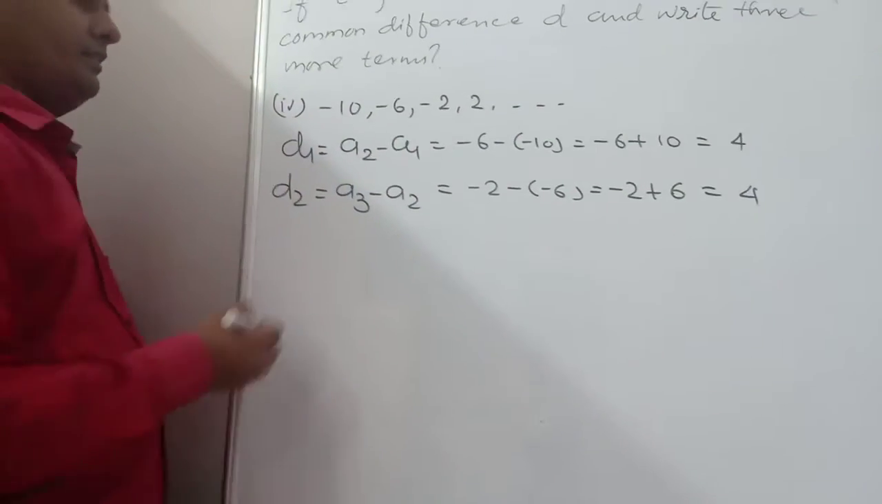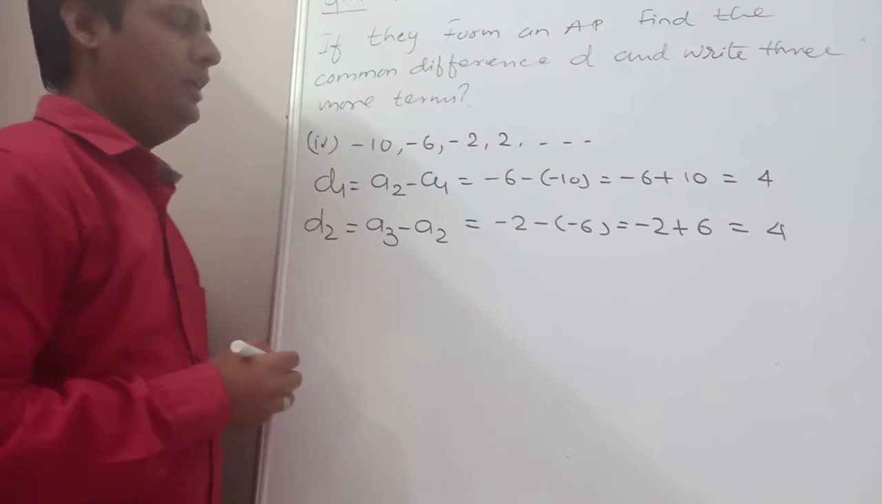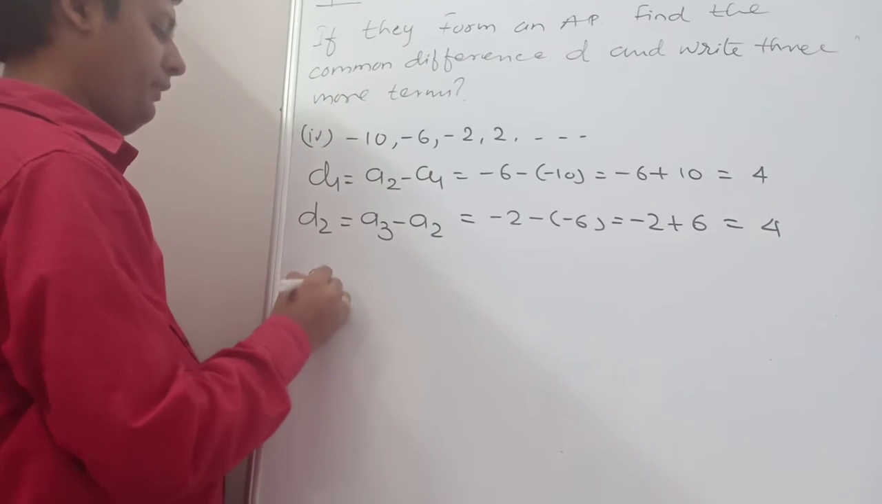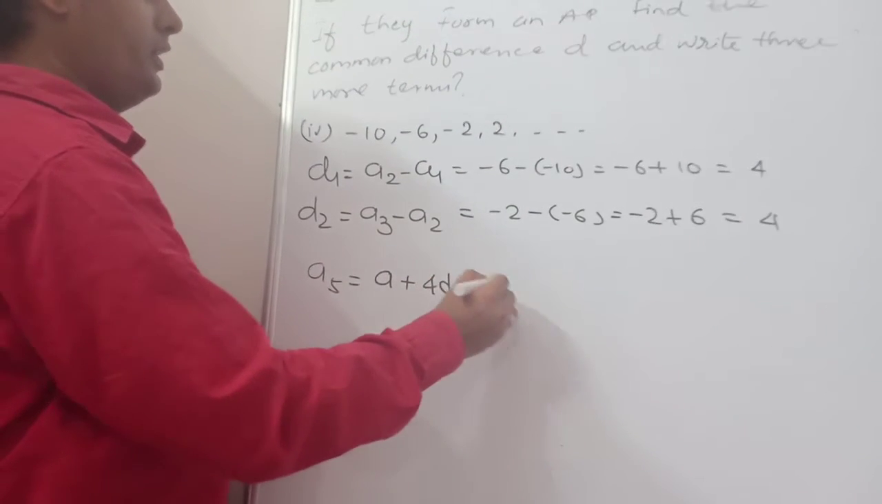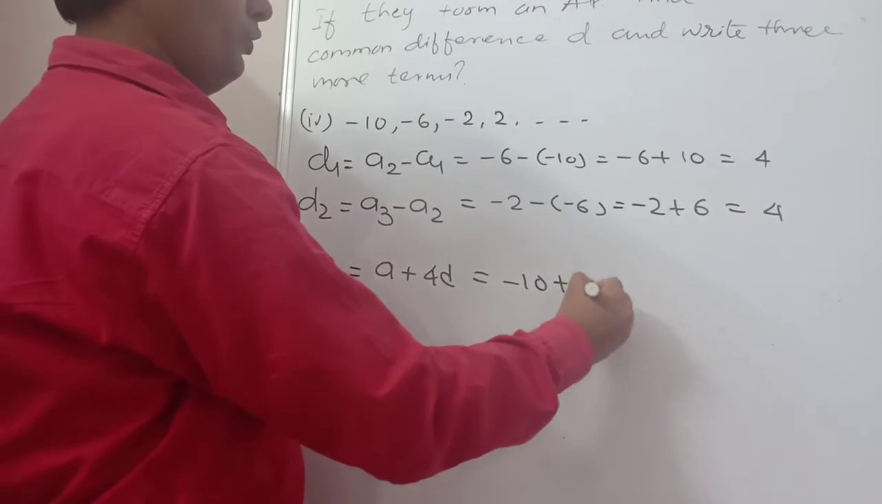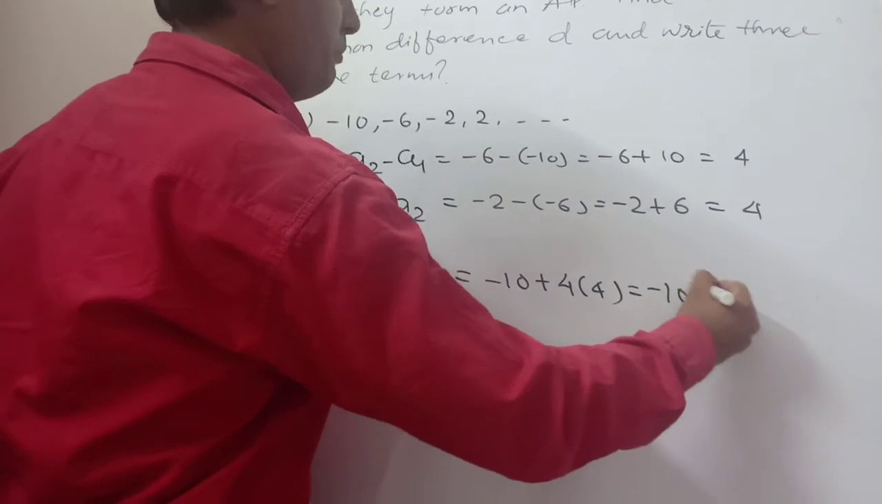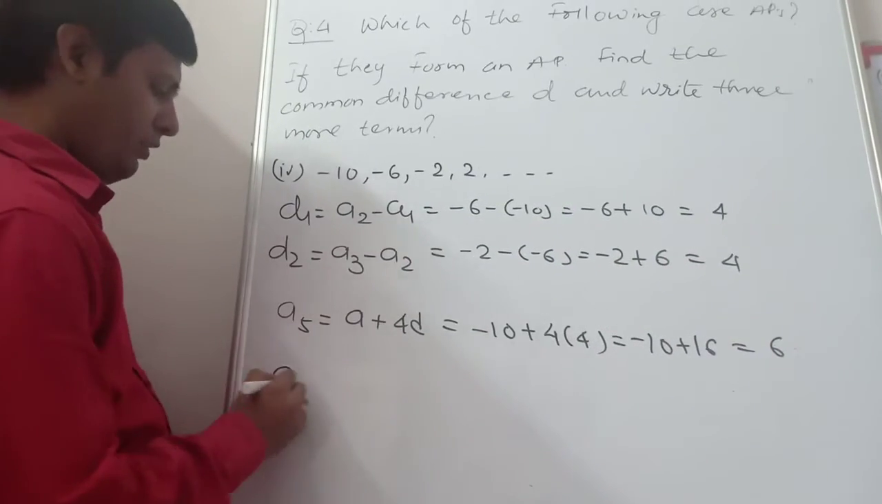So common differences are same. So this is in AP, right? So AP hai to we find the next 3 terms. So 1, 2, 3 and 4, we have the fifth term. So fifth term, that means A plus 4D. Here A means first term, that means minus 10 plus 4, D is equal to 4. Right? So therefore minus 10 plus 16 is equal to 6. Clear? Okay.